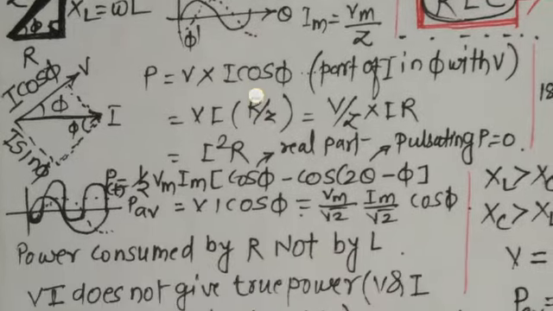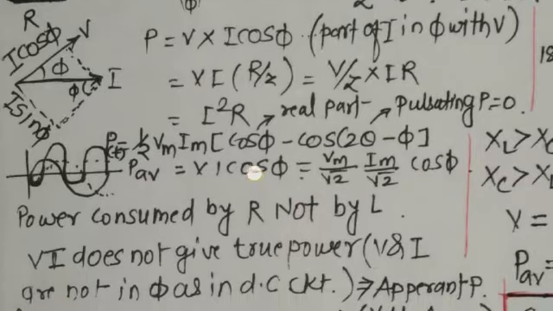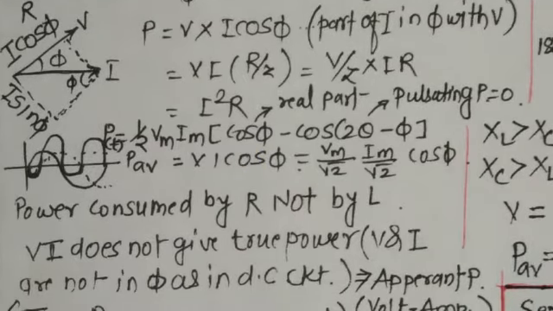From this second phasor diagram you can see that P is equal to V into I cos phi, where the part of current in phase with voltage is why it is cos phi. And cos phi is what? R by Z, from this Pythagoras theorem for the impedance triangle. Therefore V upon Z into IR. So V upon Z is what? Current. Therefore I square R is the formula for power.